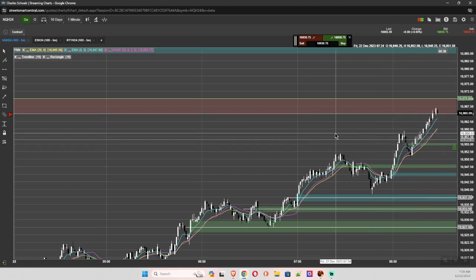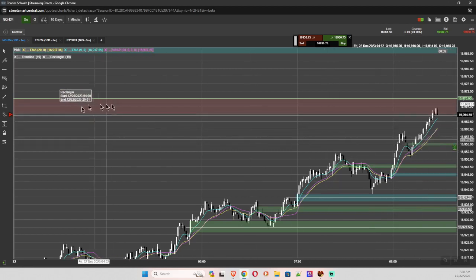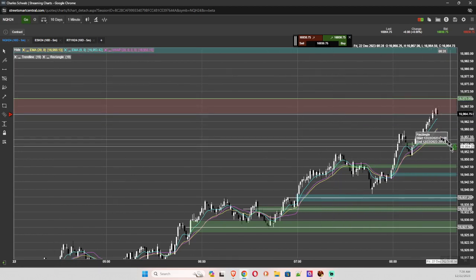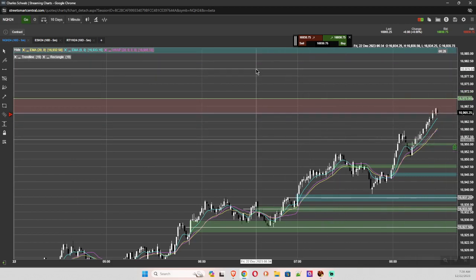This is the Schwab trading window. I don't really like it too much. Sometimes these orders don't show properly.